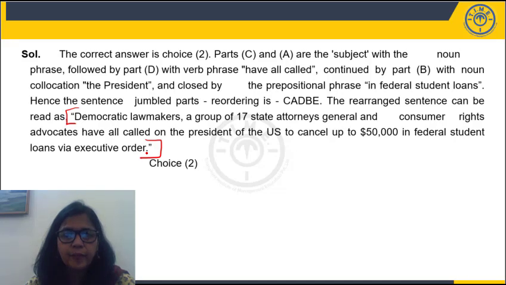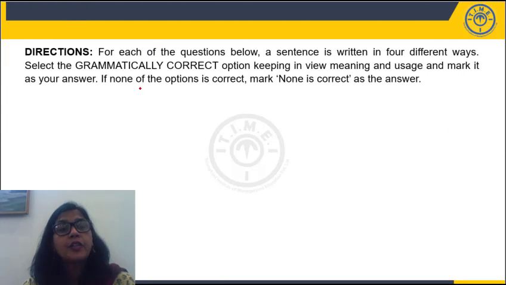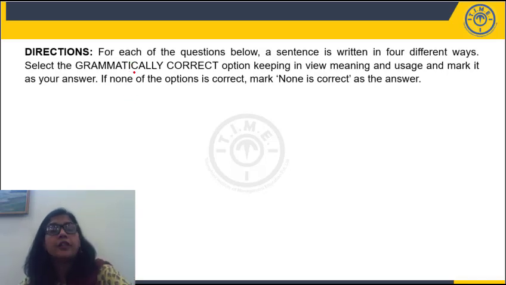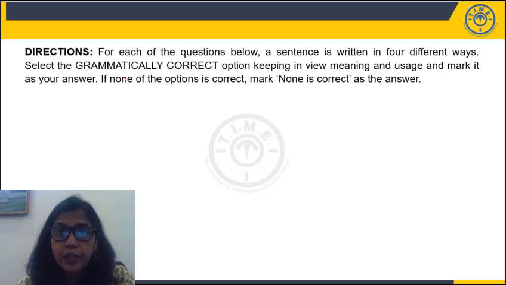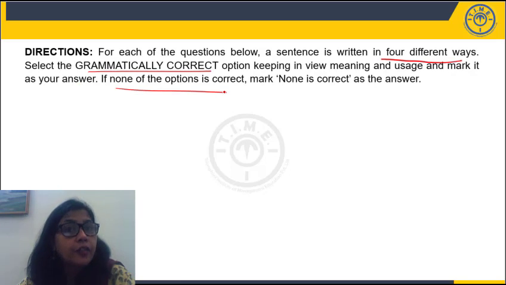All right. Now we move on to the rest of the questions, and we can very clearly see that they are based on grammar. A sentence is written in 4 different ways. Select the grammatically correct option, keeping in view meaning and usage, and mark it as your answer. If none of the options is correct, mark none is correct.